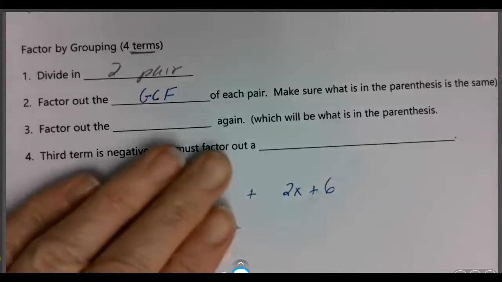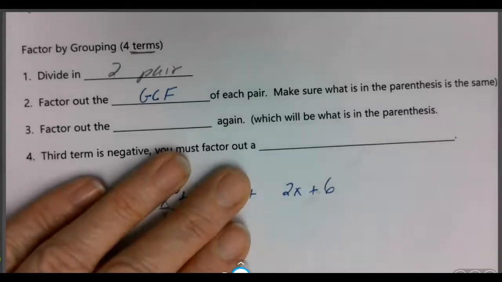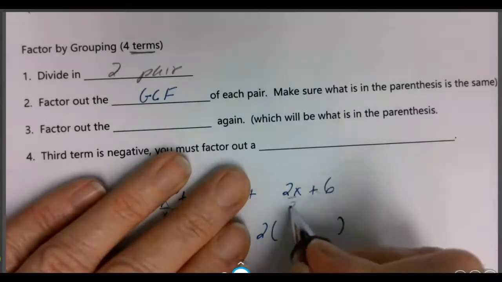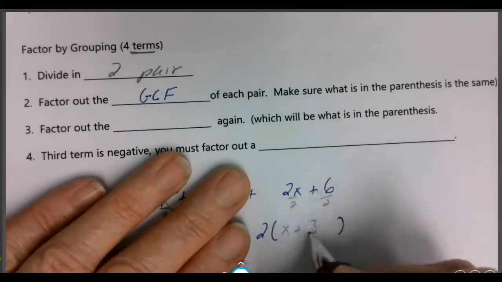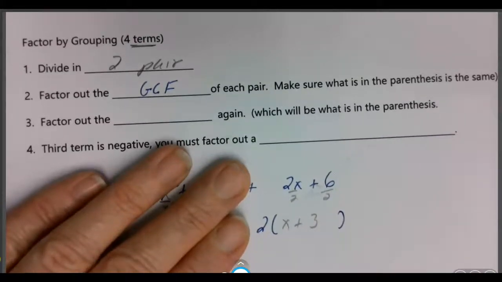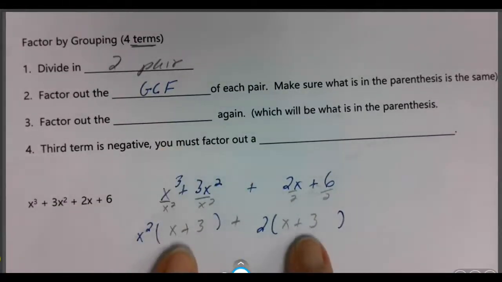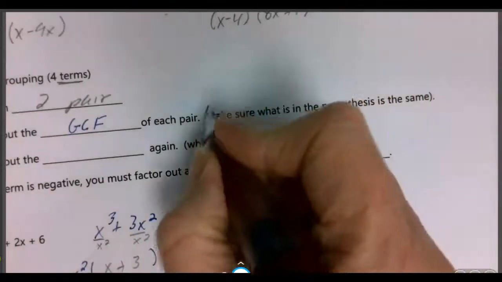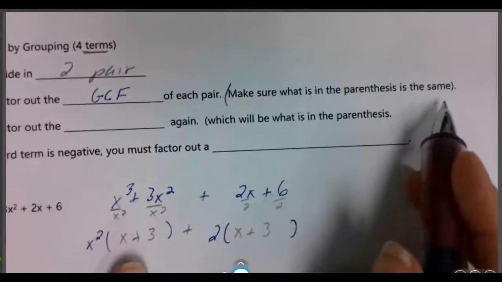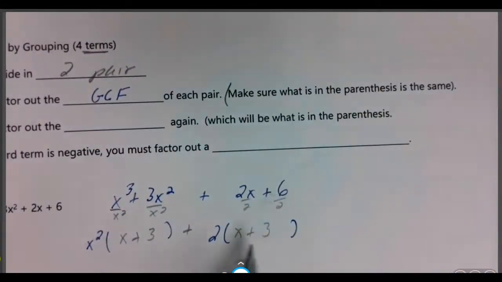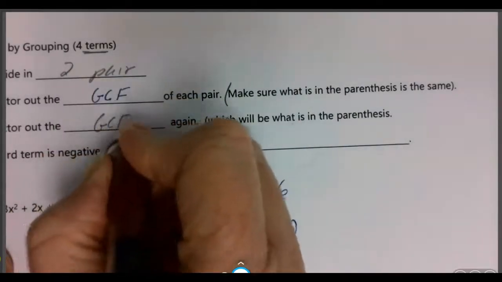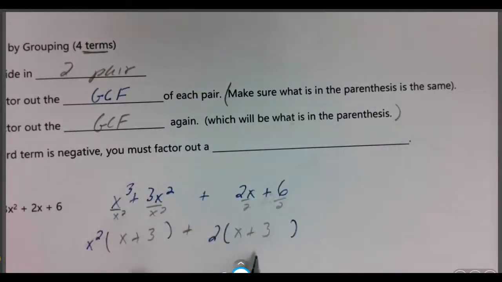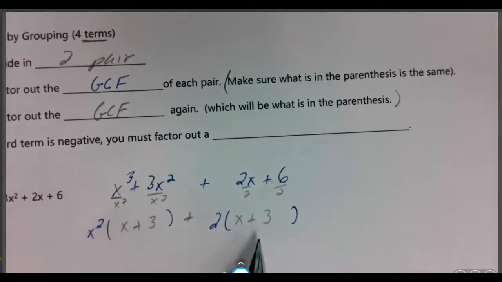Okay? Now let's look at this pair. What's my greatest common factor? 2, that's right. So I'm going to divide both of these by a 2, and I get x plus 3, right? Well, watch this. You're going to think I'm doing magic, but look what's in the parentheses. This will happen every time, okay? And that's the reason I say make sure what is in the parentheses is the same. Is it the same? Yes, it is. So now I'm going to factor out the greatest common factor again, which will be what is in the parentheses. Okay, so if I get here, if I don't have the same thing in the parentheses, I've done something wrong.